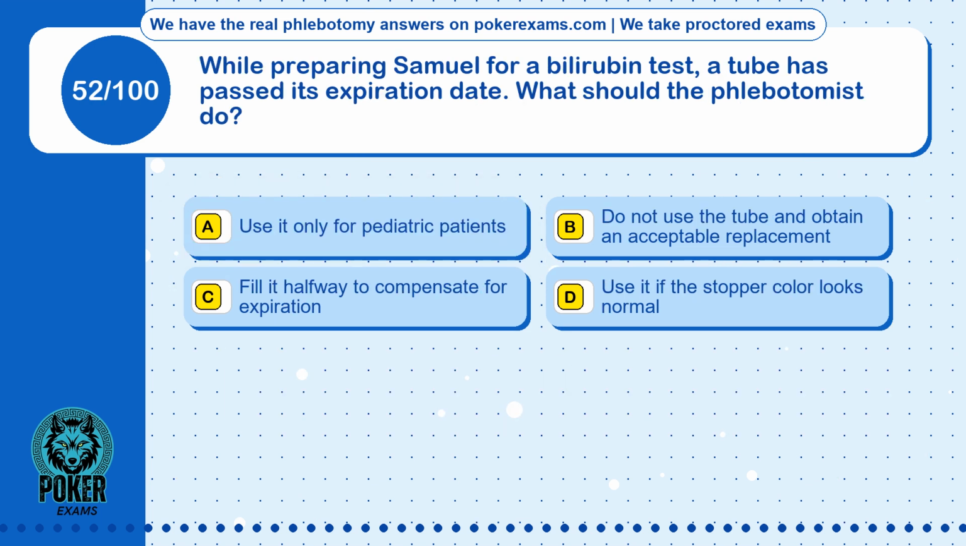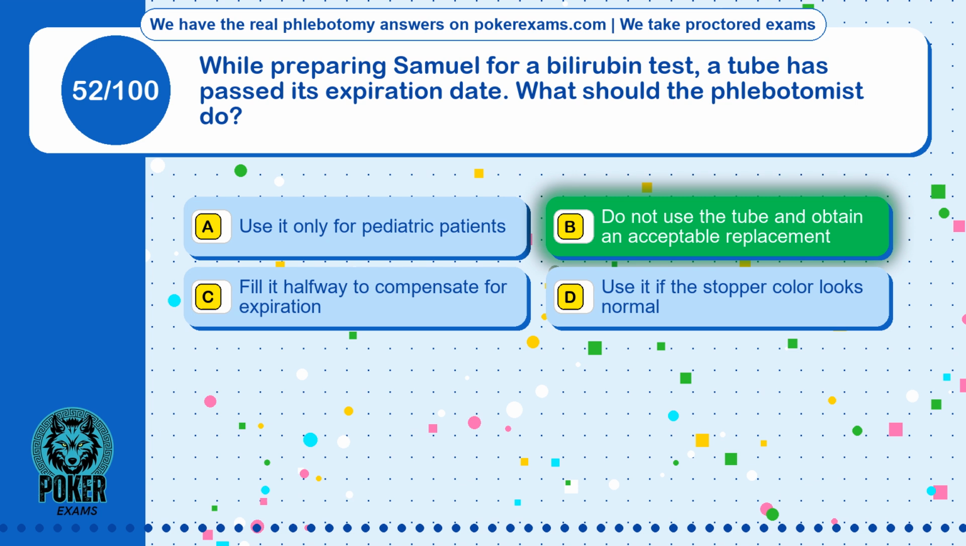Question 52. While preparing Samuel for a bilirubin test, a tube has passed its expiration date. What should the phlebotomist do? Option A, use it only for pediatric patients. Option B, do not use the tube and obtain an acceptable replacement. Option C, fill it halfway to compensate for expiration. Option D, use it if the stopper color looks normal.